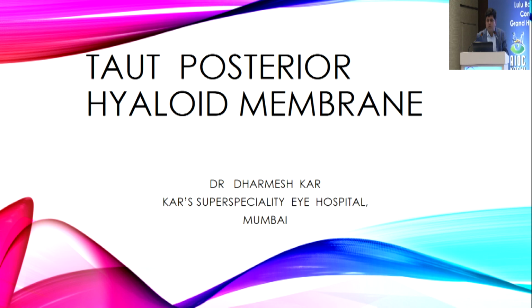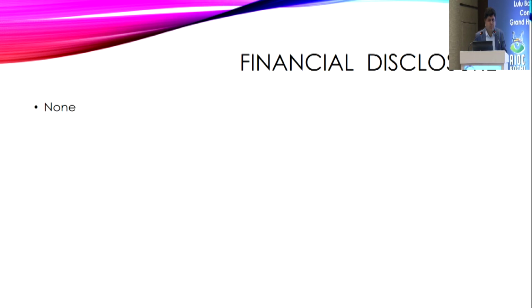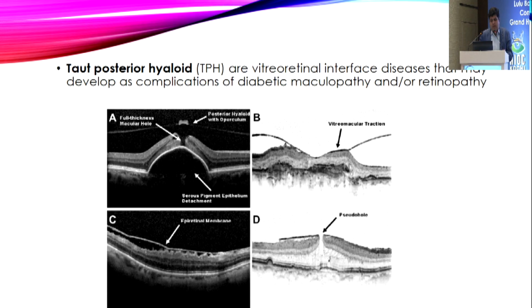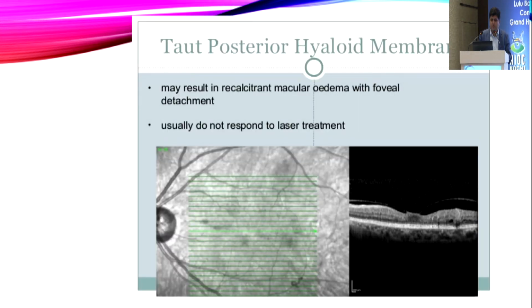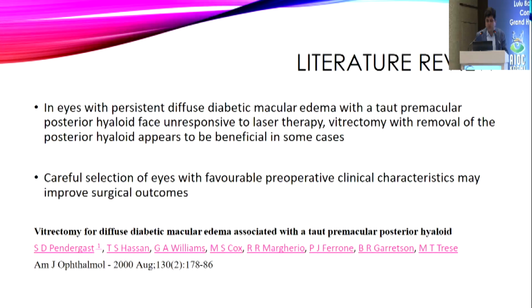And as we all know, taut posterior hyaloid membrane, Dr. Lalit Verma sir has covered quite a lot about vitreomacular tractions. Financial disclosures are none. Taut posterior hyaloid, we know it's a vitreoretinal interface disease, and that may develop as a complication of diabetic maculopathy and associated retinopathy, with associated serous foveal detachment, and we can see the membrane on OCTs. That can result in recalcitrant macular edema, foveal detachment, not responding to laser or any anti-VEGF therapy.